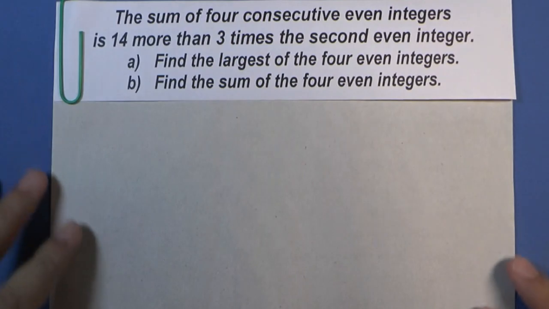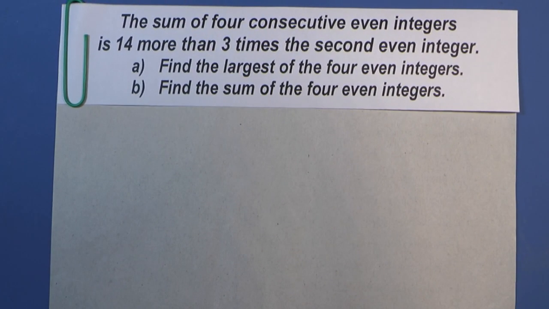Let's do one more example. The sum of 4 consecutive even integers is 14 more than 3 times the second even integer. The first task is to find the largest of the 4 even integers. The second task is to find the sum of the 4 even integers.